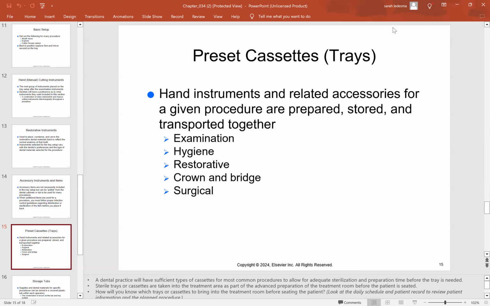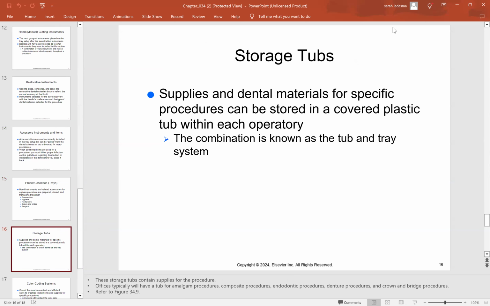Preset cassettes or trays: hand instruments and related accessories for a given procedure are prepared, stored, and transported together, including examination, hygiene, restorative, crown and bridge, or surgical. Storage tub: supplies and dental materials for specific procedures can be stored in a covered plastic tub within each operatory. This combination is known as the tub and tray system.